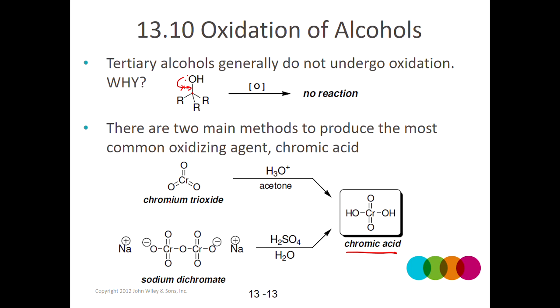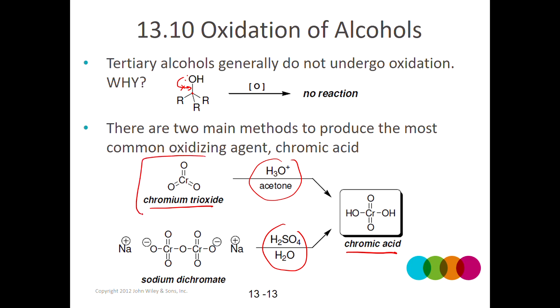Chromic acid is a common reagent used for oxidizing alcohols to carbonyls. It's formed by taking chromium trioxide and sodium dichromate. The chromium trioxide can react with water and H3O+. The dichromate can react with sulfuric acid and water. So basically, these are different ways to show the same reagent. There are actually three ways to show this reagent.